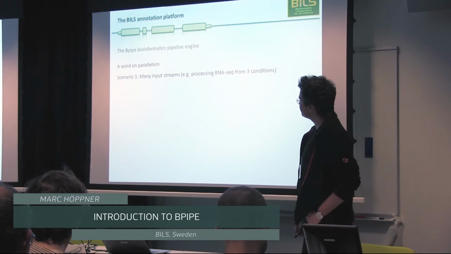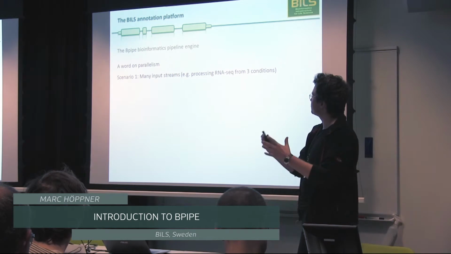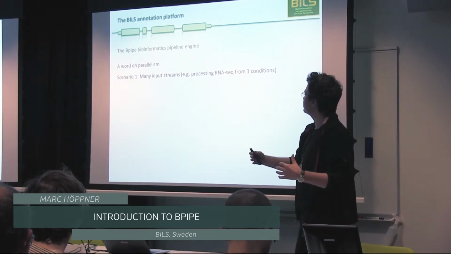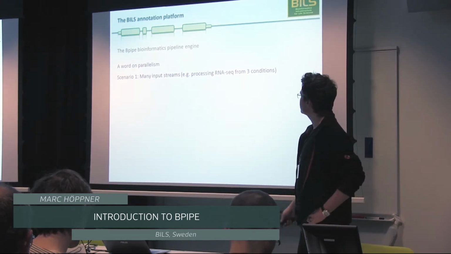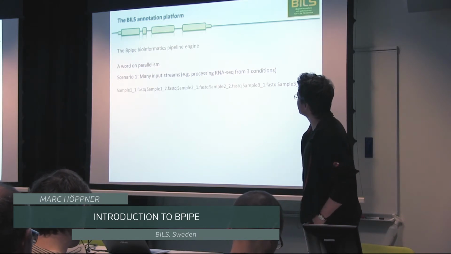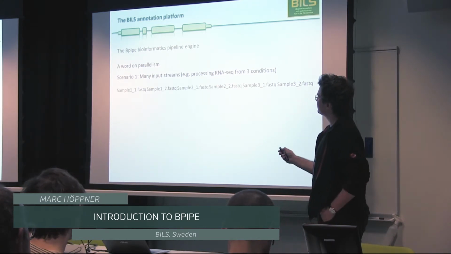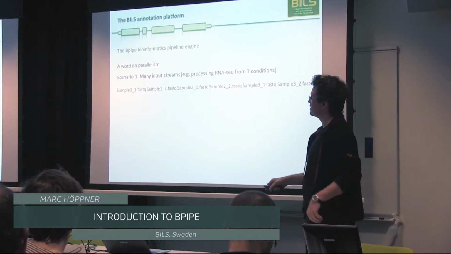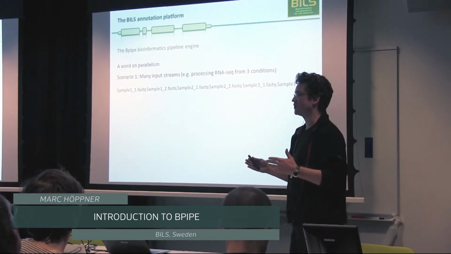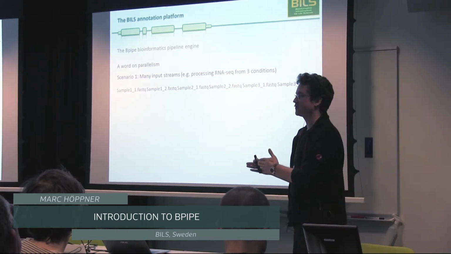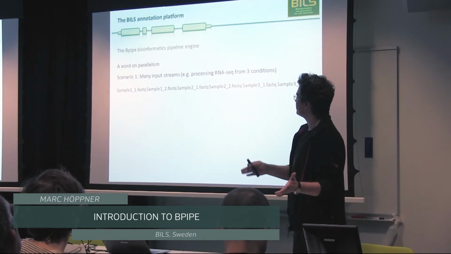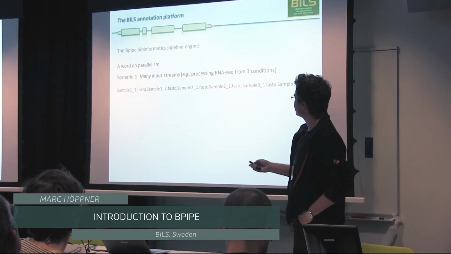So a word on parallelism. There are many scenarios in how we might want to parallelize data on a cluster or even on a single compute system. Here we have one example. We have many input streams. This is, for example, if you analyze RNA-seq data from 10 different conditions and you want to run the pipeline on all of these 10 conditions in one go rather than having to submit 10 different jobs.